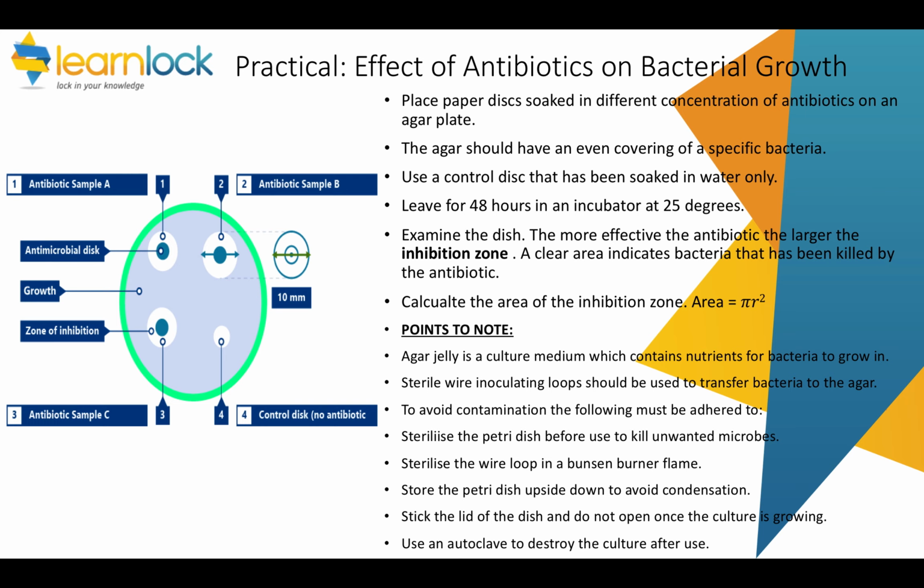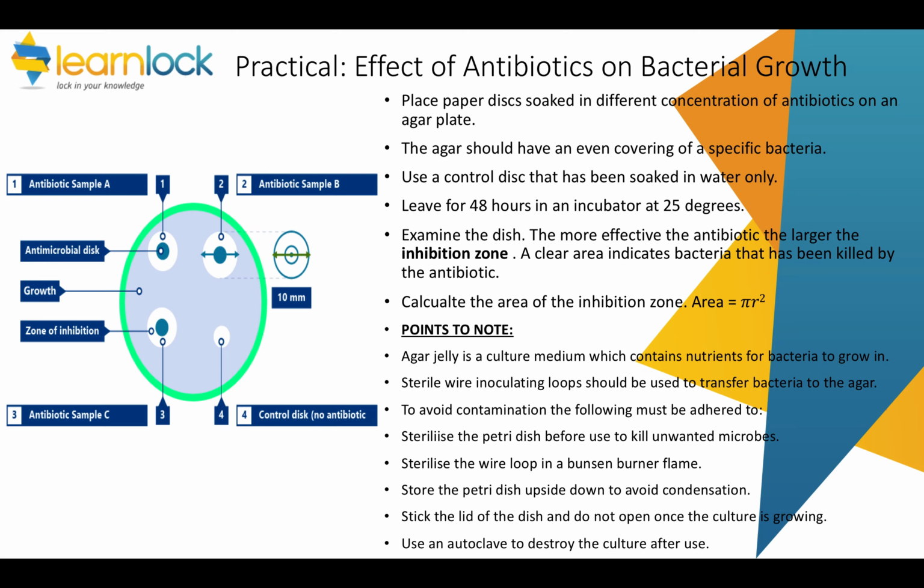There's a practical for this topic where you need to know about the effect of antibiotics on bacterial growth. For this, you would need to use an agar plate. Remember, an agar plate is a culture medium where nutrients are provided for bacteria to grow in. So it's like a hard jelly that bacteria like to grow in. You get little paper discs and soak them in different concentrations of antibiotics and then place them on the agar plate. You then would cover the agar plate with a specific bacteria.